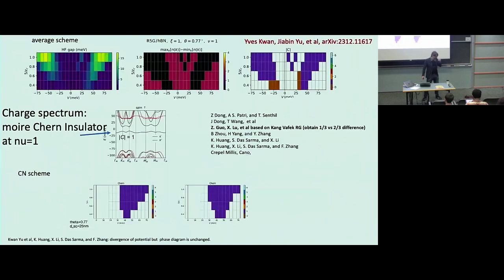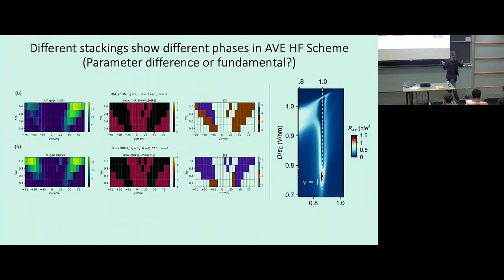So let's see the Hartree-Fock results of the two schemes. One scheme gives you, and these are several papers that have these interaction schemes, metal, Chern 1, Chern 0, Chern 1, metal, and Chern 0 here for a range of interaction, this is interaction, this is displacement field. The other stacking, so that's for one stacking. The other stacking gives you Chern 0 in the electron band.